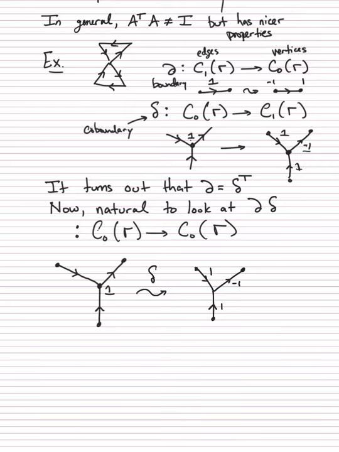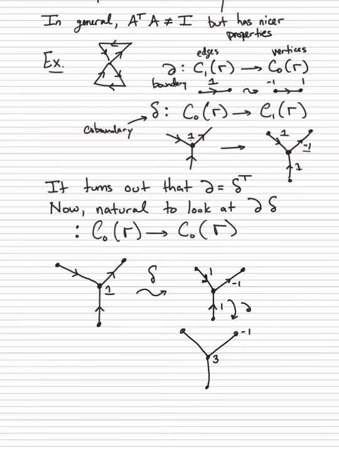Okay, now I take the boundary. All right, so what do I get? Well, I've cooked it up in such a way so that this edge will contribute a 1, this edge will contribute a 1, and this edge will contribute a 1. Okay, so I'll get a 3 on this vertex.